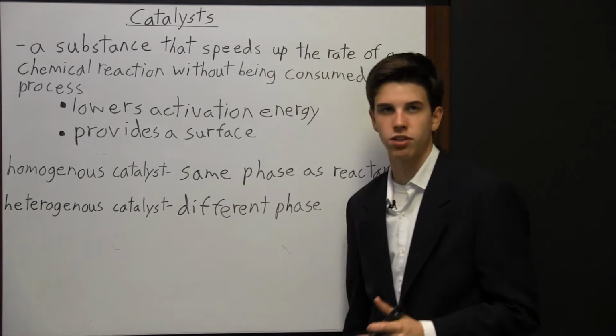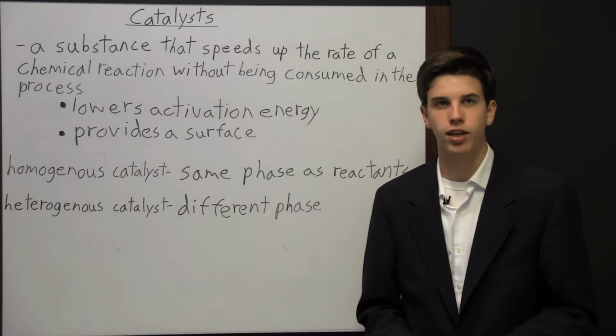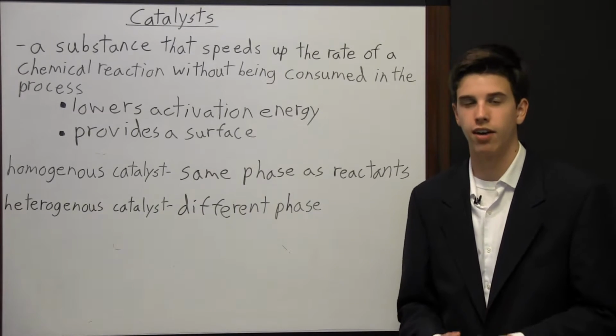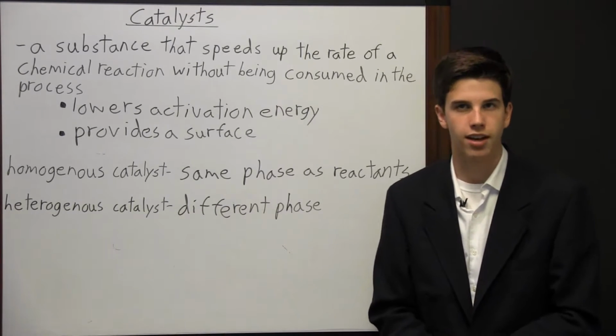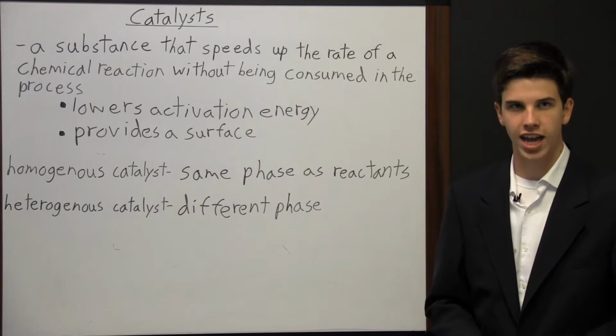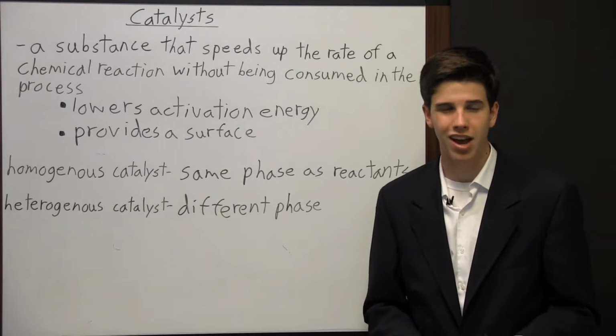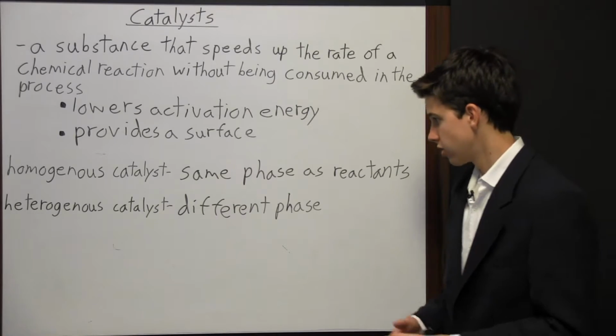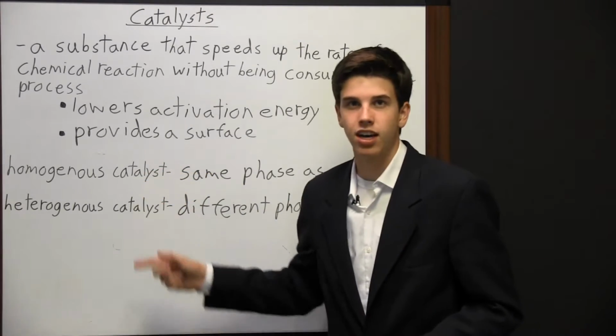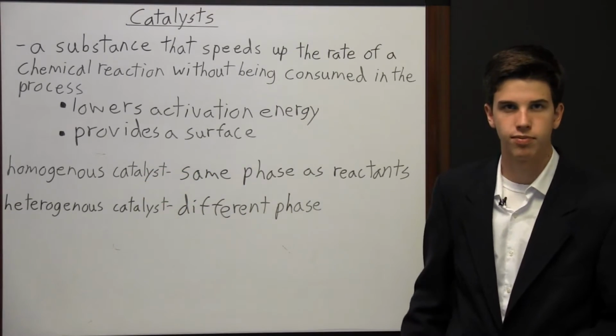So some examples of this would be, take liquid bromine, for example, and it speeds up the breakdown of liquid hydrogen peroxide into liquid water and oxygen gas. So you have liquid bromine and you have liquid hydrogen peroxide. So those are in the same phase, so that's a homogeneous catalyst.